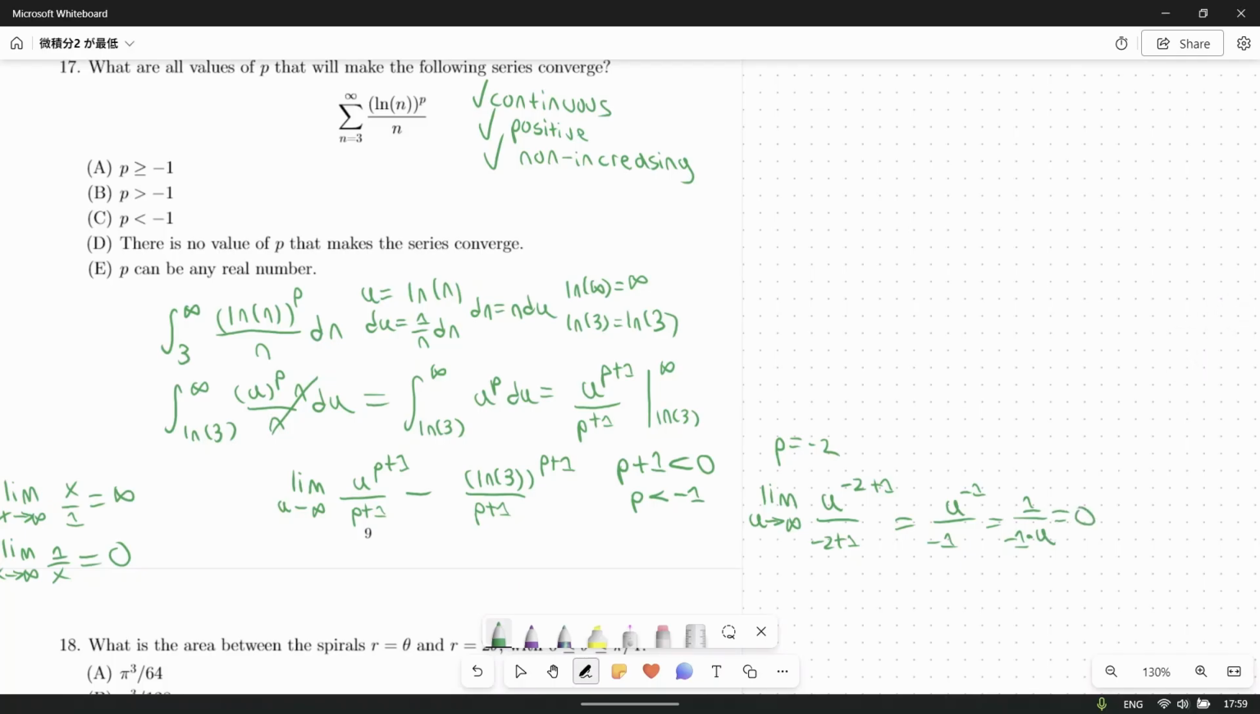And then on the flip side, you can pick another number. Let's use positive 2. In that case, you'd end up with a limit as u approaches infinity of u to the 2 plus 1 over 2 plus 1, which equals u to the 3 over 3, and now we have a top heavy fraction, and so this limit would go to infinity. And so that's why you would need the p-value to be strictly less than negative 1. Because that's what's going to give us a bottom heavy fraction that gives us a convergent limit.